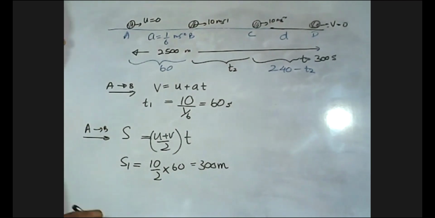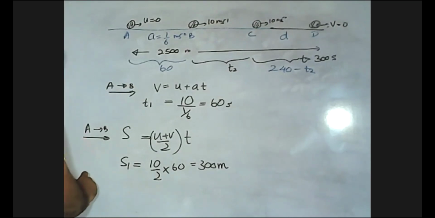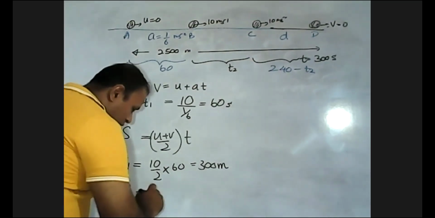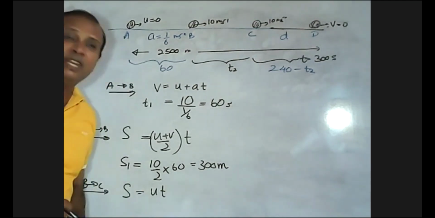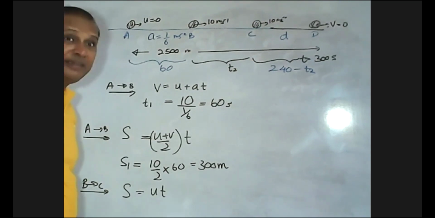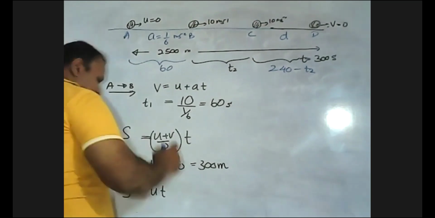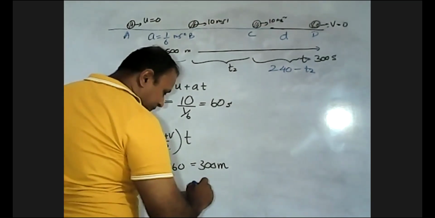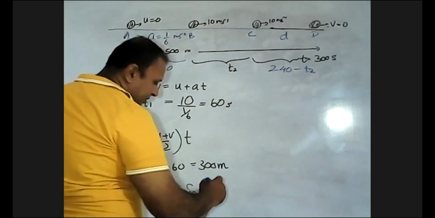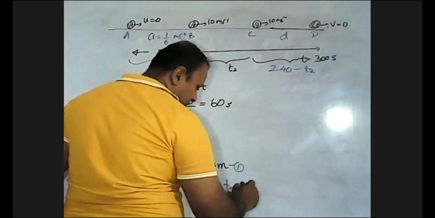Then S2. From B to C, in this direction, S equal UT, because there is no acceleration here. Therefore, acceleration part is 0. So we can apply S equal UT. That means S2 is equal, U is 10, 10 times T2.